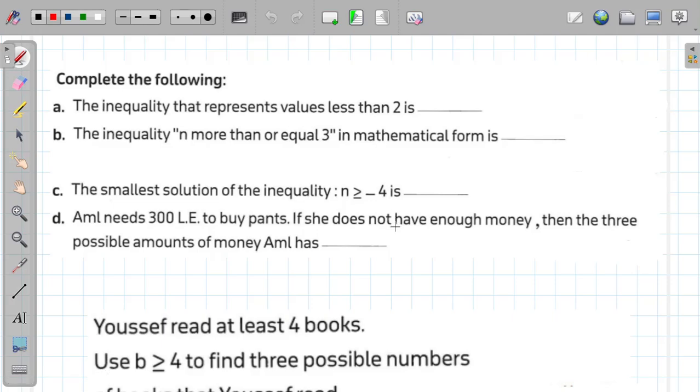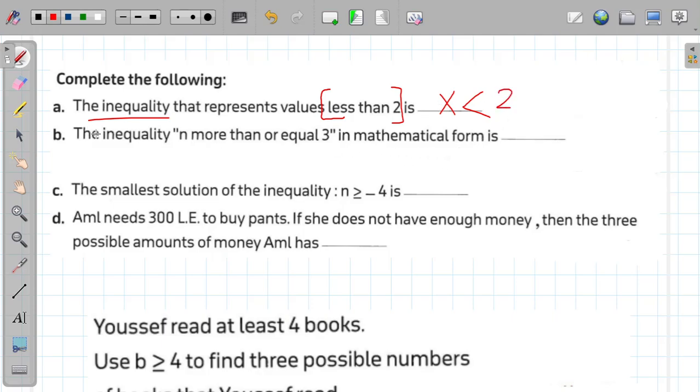next I have some examples like this, and I want to solve it. The first one, the inequality that represents values less than 2. Okay, so I want the inequality. Okay, I will say x less than 2, so x is less than 2.